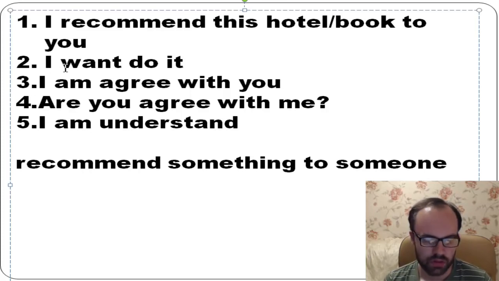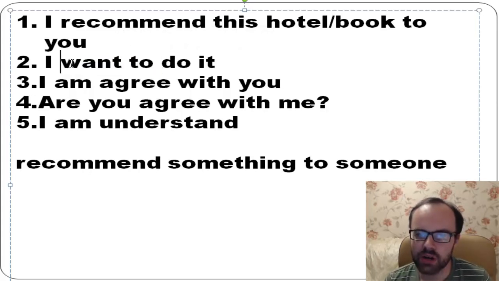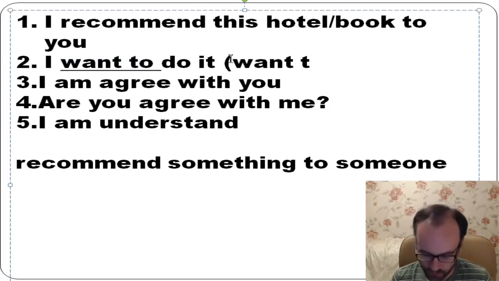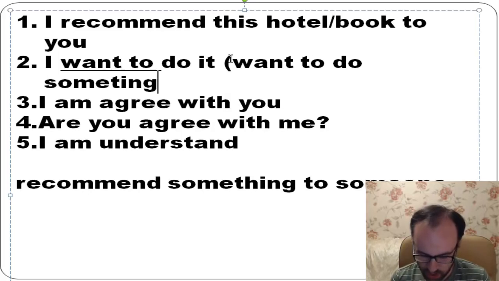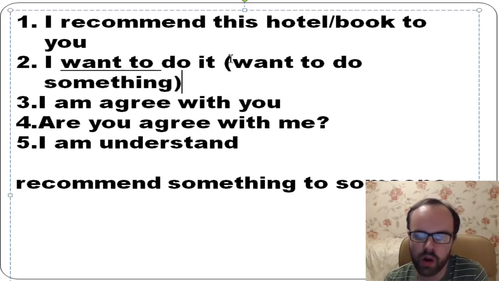Next, I won't do it. When I hear other students with a low level, beginner, elementary, they often say, I won't do it, I won't buy it. Please, don't forget. So where is the mistake? If you have the verb want, you need to use to after want. Please remember, want to do something. I want to do it, I want to buy it, I want to sell it.